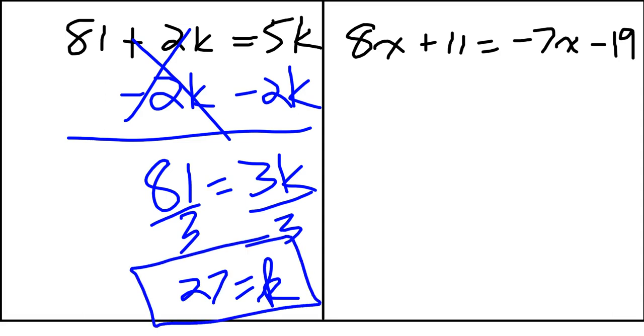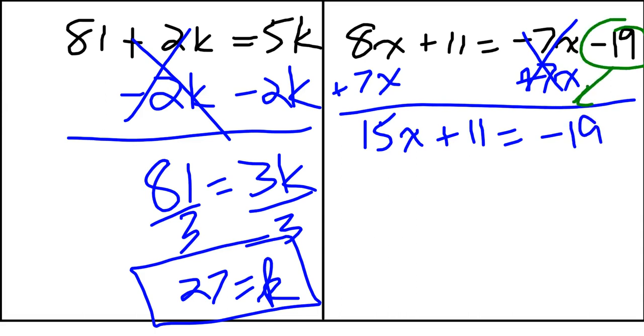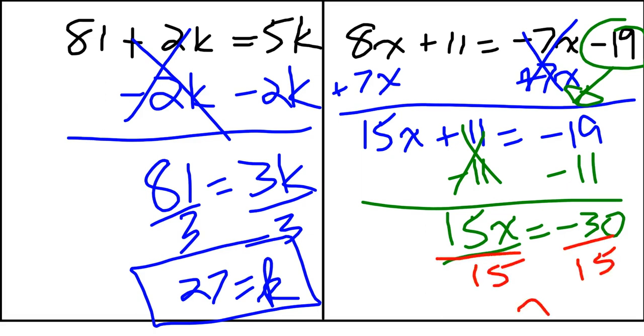On the right-hand side, we have a few different options of what we can do. Let's add 7x to both sides because we see a negative 7x. That's going to give us 15x plus 11 is equal to negative 19. Very important. That subtraction sign comes with it. It's a negative 19. Now we'll subtract 11 from both sides. End up with 15x is equal to negative 30, and divide by 15 on both sides to end up with x is equal to negative 2.